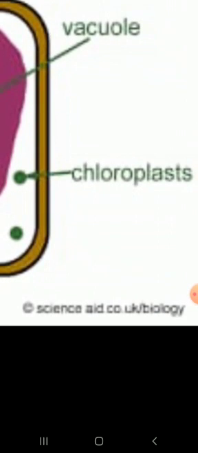Here is the chloroplast, which contains the green pigment chlorophyll. The chloroplast is only present in the plant cell, and the function of chlorophyll is to absorb energy from the sun and help the plants make their own food. So the chloroplast is an organelle which is present only in the plant cell and it contains the green pigment called chlorophyll.